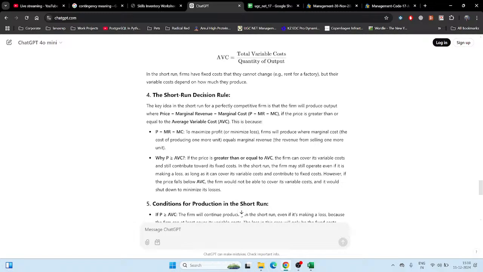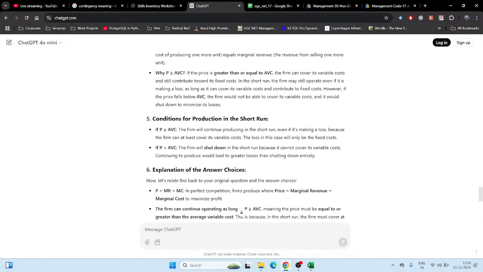However, if the price falls below average variable cost, the firm would not be able to cover its variable cost and would shut down to minimize its losses. If P is greater, the firm will shut down because it cannot cover its variable cost. Continuing to produce would lead to greater losses than shutting down entirely.